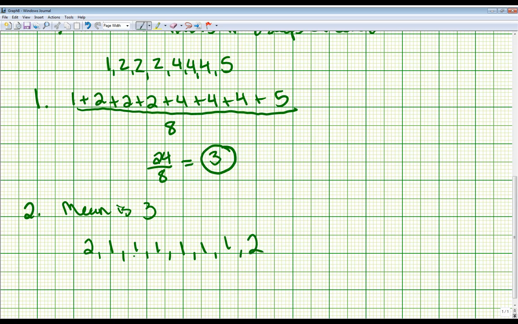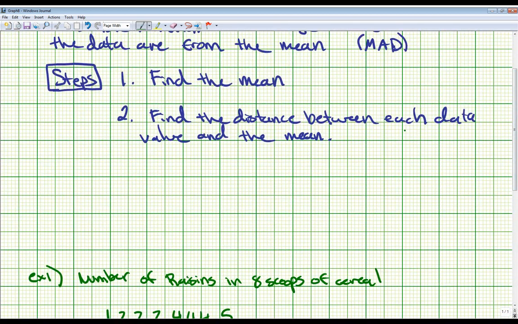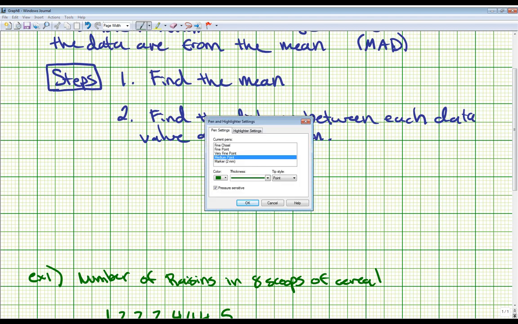So we just created a list of distances between our mean and our original numbers on the list. So that's what step 2 is talking about. Find the distance between each data value and the mean. So we finished step 2. Let's go ahead and write down step 3.